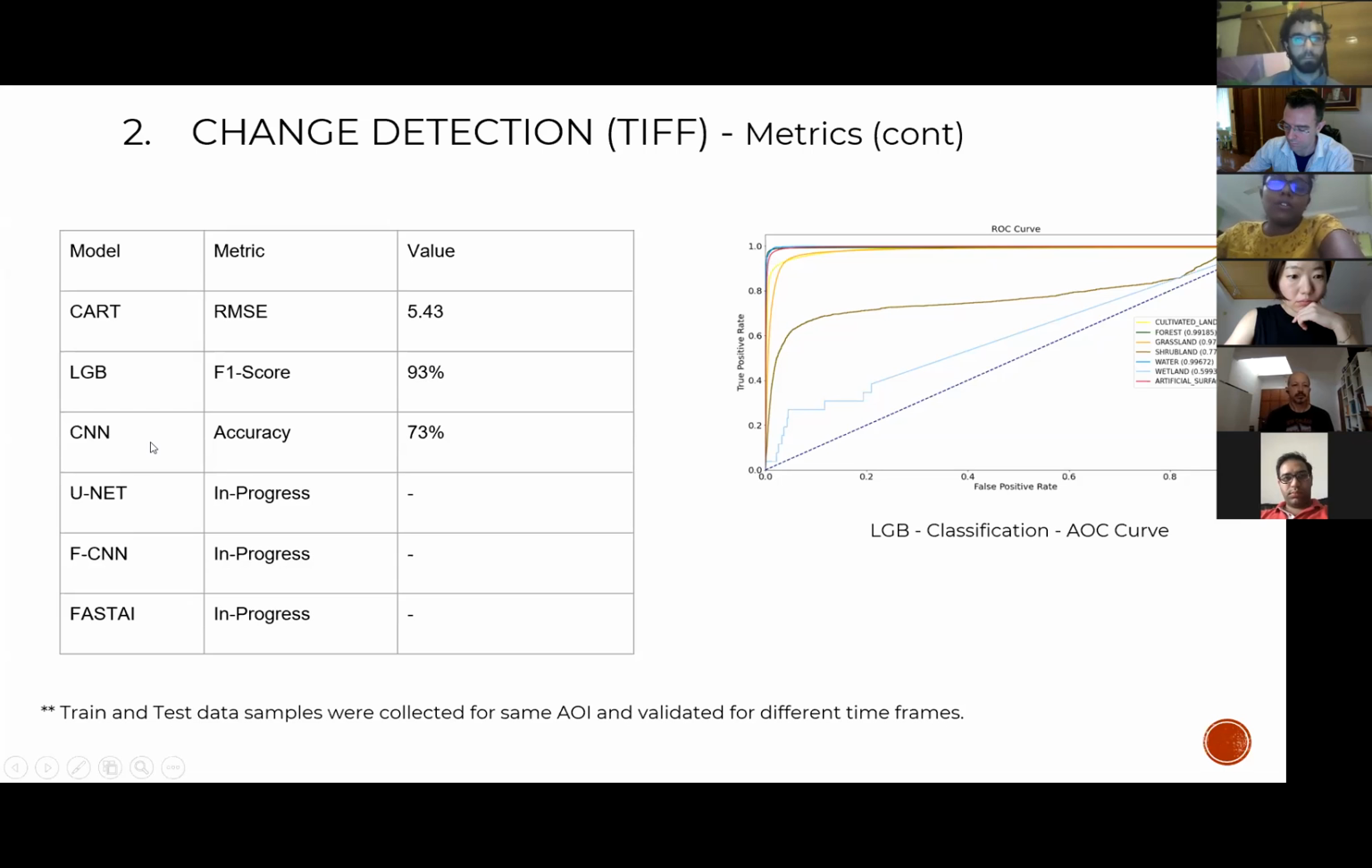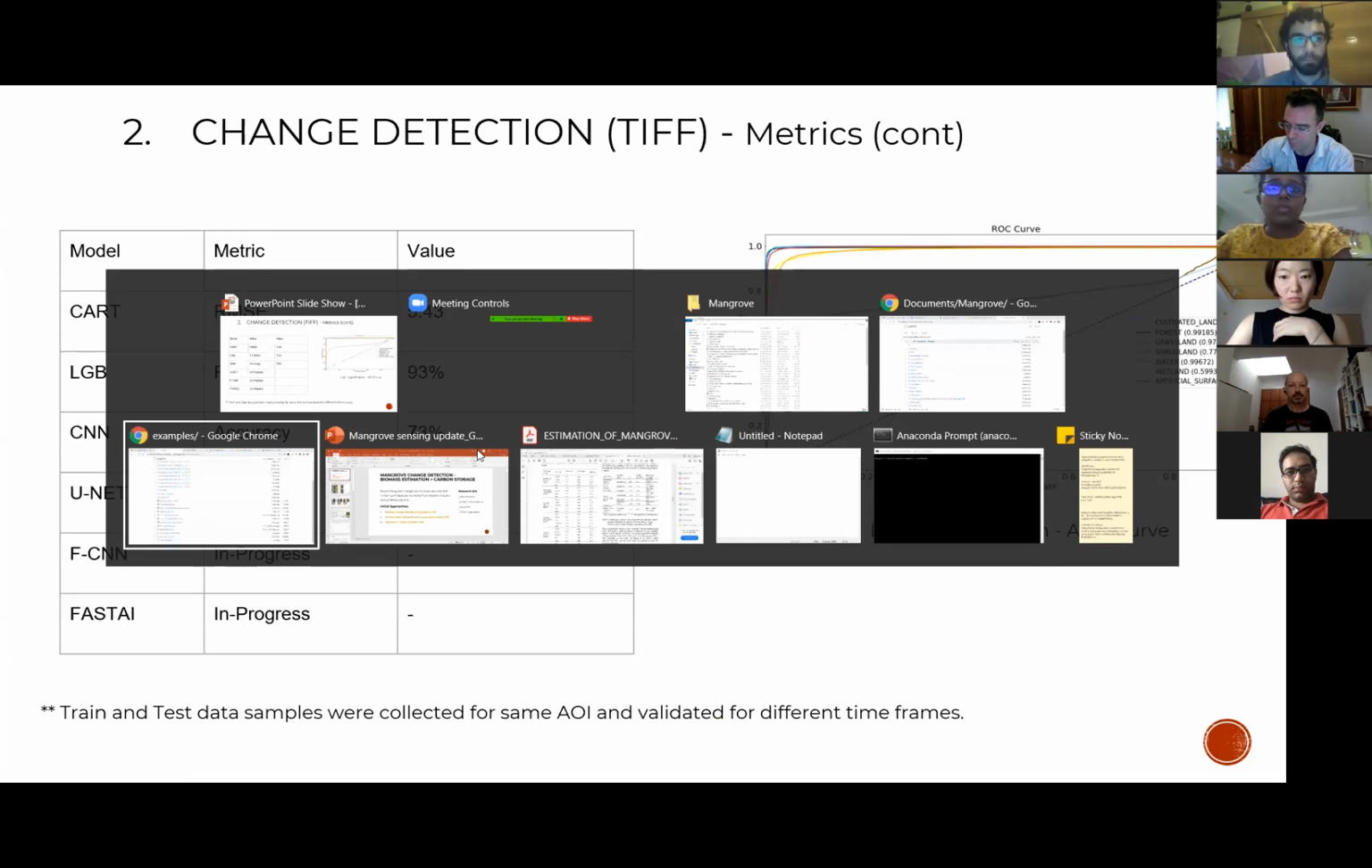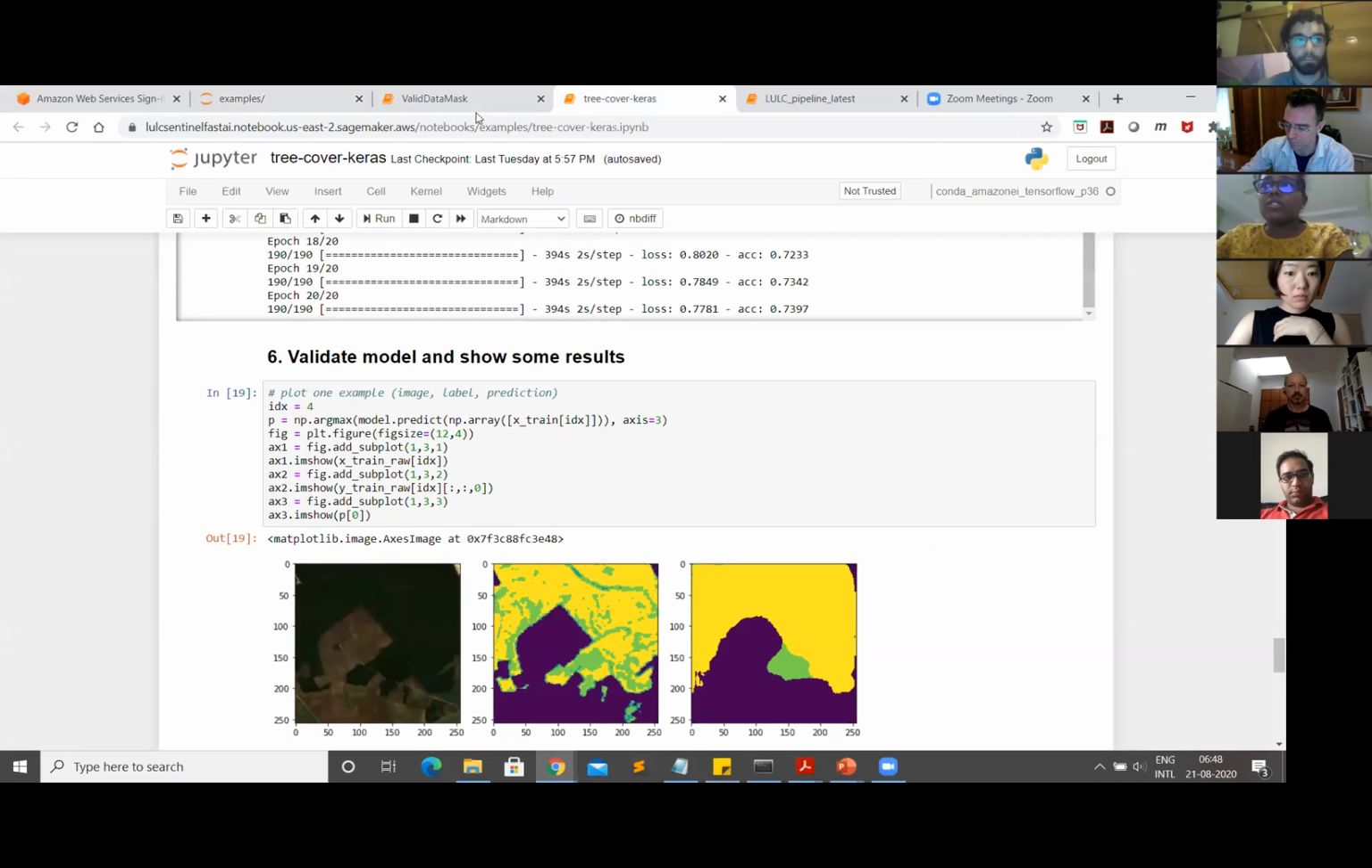And with a basic CNN architecture, we were able to achieve 73% accuracy. So this is our neural network, where we took the same area of interest, because we don't know the ground truth for a different area of interest for validating. We took the same area of interest, just a different time frame. Here we can see the actual ground truth image and the predicted image, and we got around 73 to 74% accuracy.